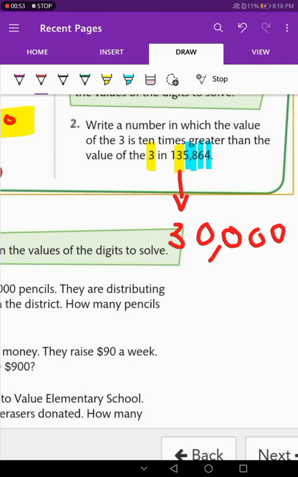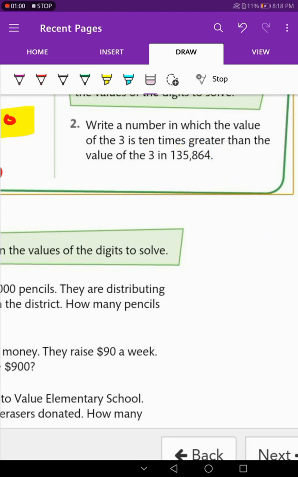And we can do it in another way. You can find the value of 3 by checking in which place it lives. Ones, tens, hundreds, thousands, ten thousands. So the value of 3 is 30,000.